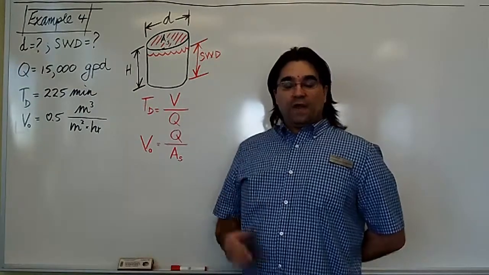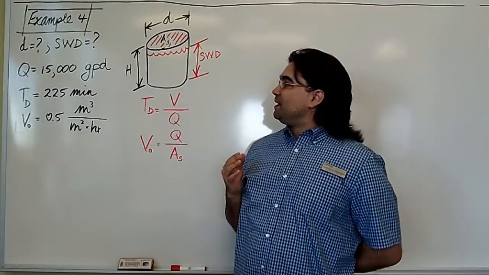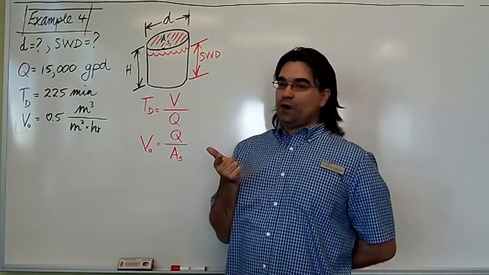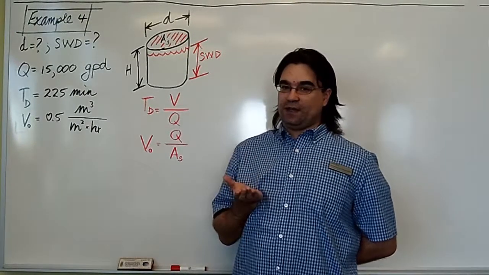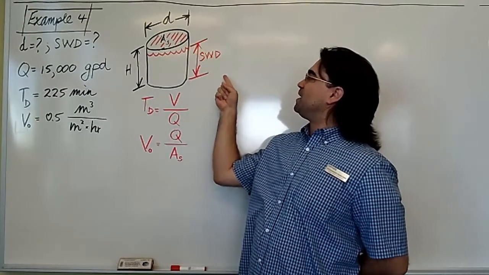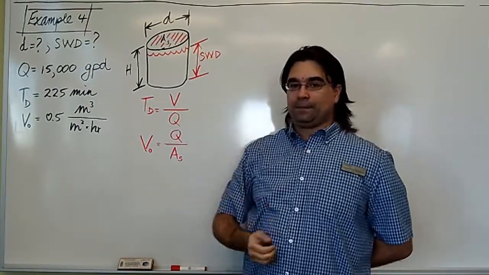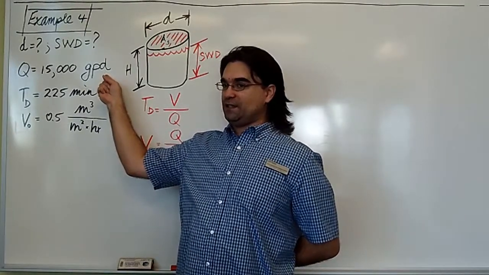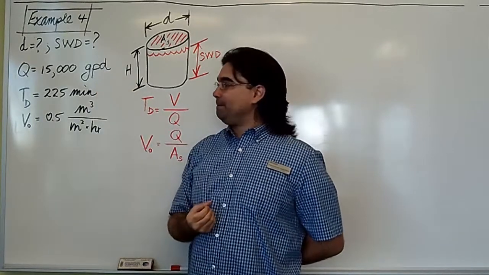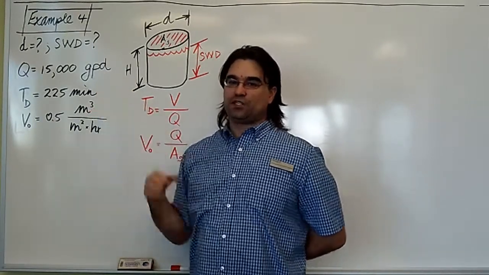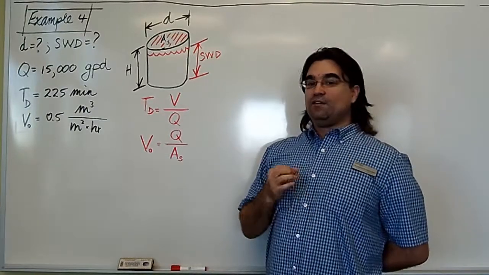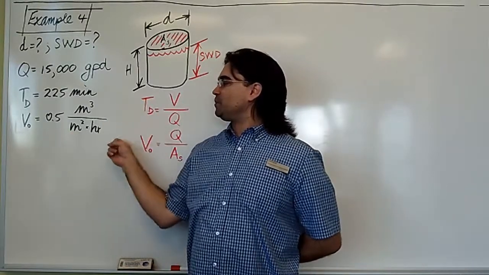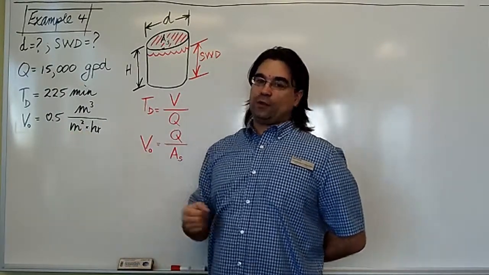Let's get to it. What we have with this example is a question that asks you to calculate the diameter and the height of water, that is the side water depth for a settling tank. Again, the diameter and the side water depth, the SWD, of a settling tank. You are told that the average flow rate of water through the settling tank is 15,000 gallons per day. You're also told that the detention time is 225 minutes. Finally, you're also informed that the overflow rate is 0.5 cubic meters per square meters per hour.